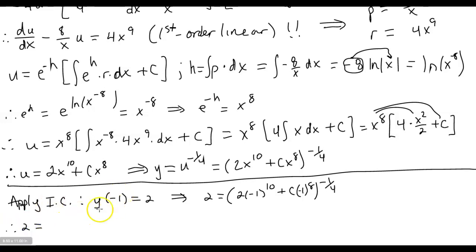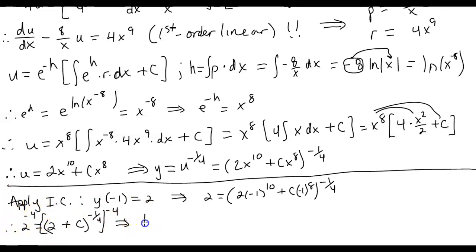So we have 2, which is equal to -1 raised to the 10 is just 1 times 2, which is 2, plus -1 raised to the 8 is still 1. 1 times c is c. All that raised to the -1/4. And so now we just need to solve this. So here what we can do is raise both sides to the -4 power. So I'll do this, -4 power, -4 power.